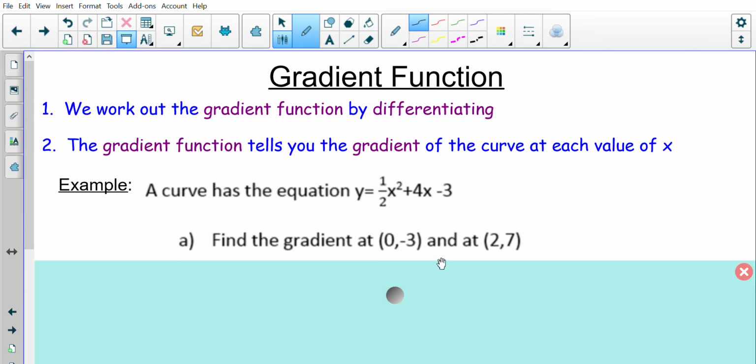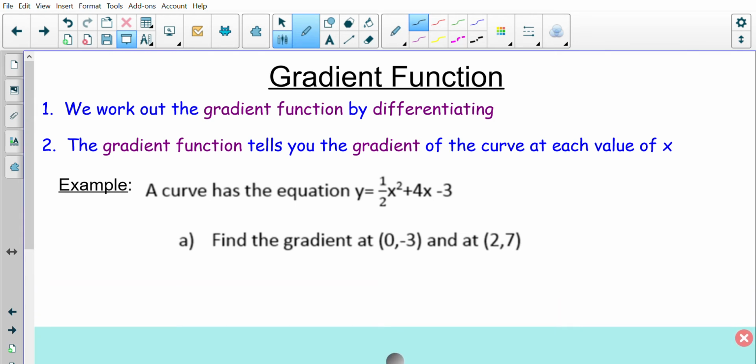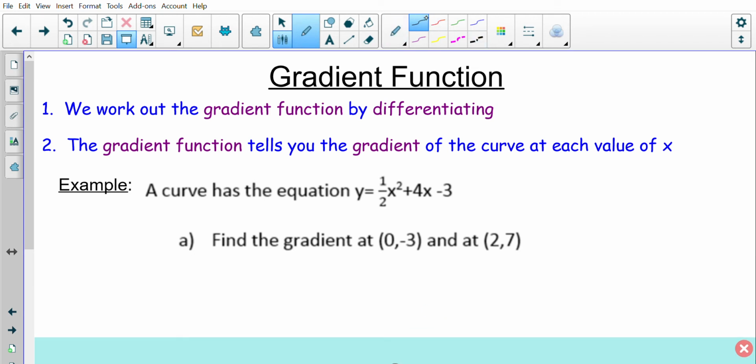In this question, we're told the equation of the curve. In order to find the gradient at these points, the first thing we need to do is differentiate to find the gradient function. That will give me 2 times a half, which is 1, reduce the power by 1, plus 4.